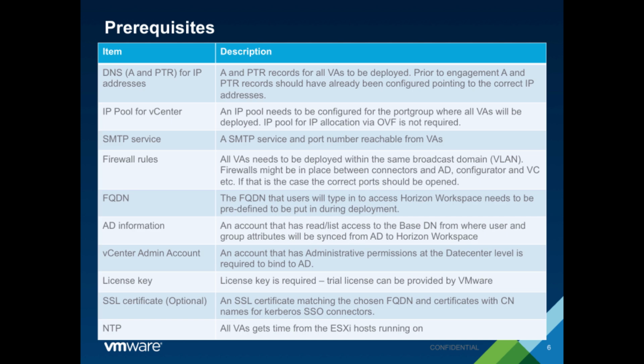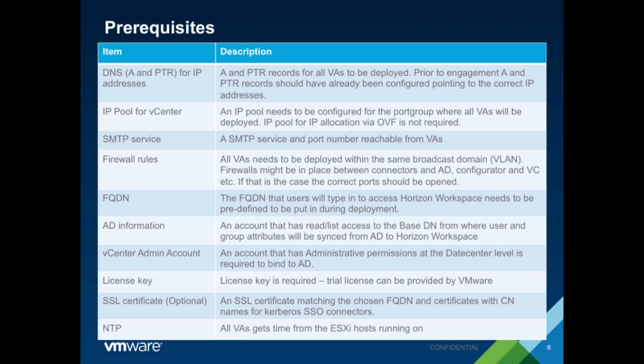Some of the key prerequisites for deploying Horizon Workspace are listed here, the items and the description. I'll briefly detail the items here. DNS, both A and PTR records. The reverse records are really important, as we use those for validating the virtual appliances and also the resources that Workspace Portal integrates into. So it's important that both A and PTR records are available for your View connection servers or any other resource that Workspace Portal might actually integrate into.